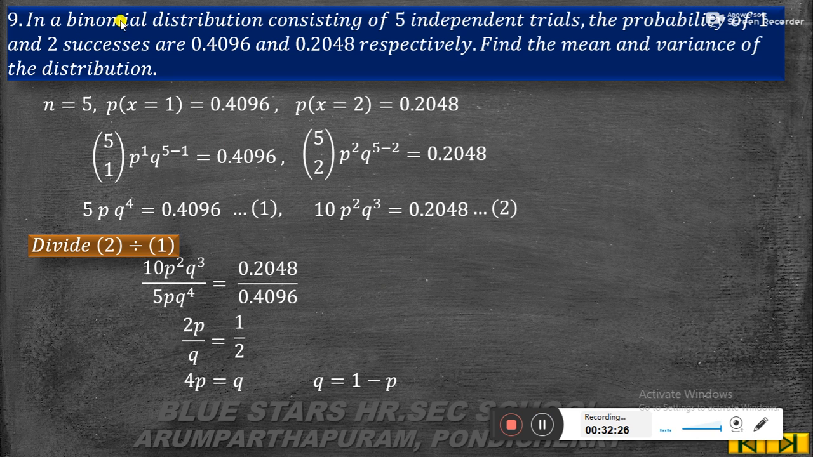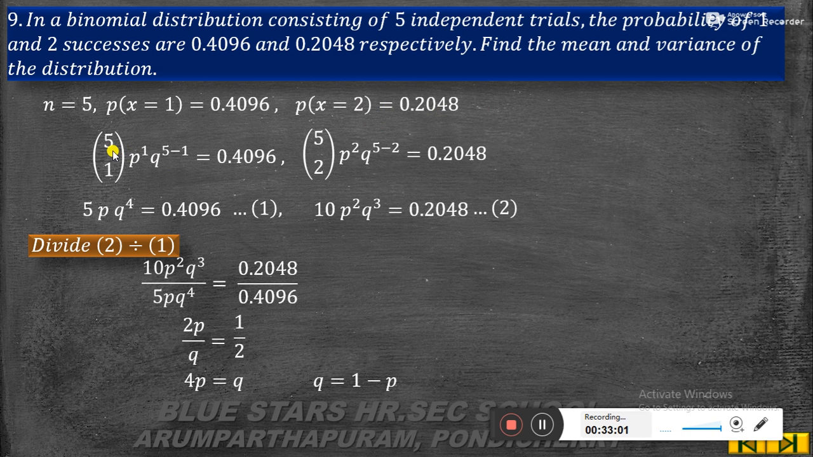Next, the ninth problem. In a binomial distribution consisting of 5 independent trials, the probability of 1 and 2 successes are 0.4096 and 0.2048 respectively. Find the mean and the variance of the distribution. Here 5 independent trials means n equal to 5. The probability of x equal to 1 is 0.4096, and the probability of x equal to 2 is 0.2048.